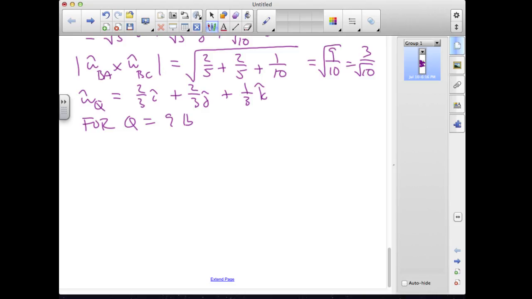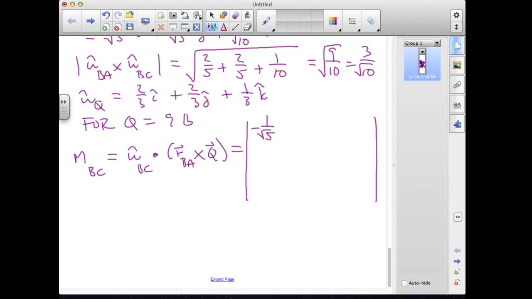So our moment about BC now will be UBC dot RBA cross Q. And we'll have for UBC, again, minus 1 over root 5, 0, and 2 over root 5, minus 24, 24, and 0 inches, and now 6, 6, and 3 pounds.